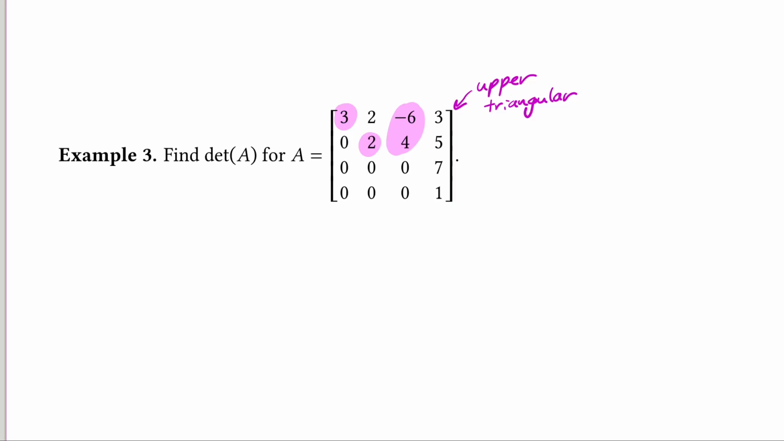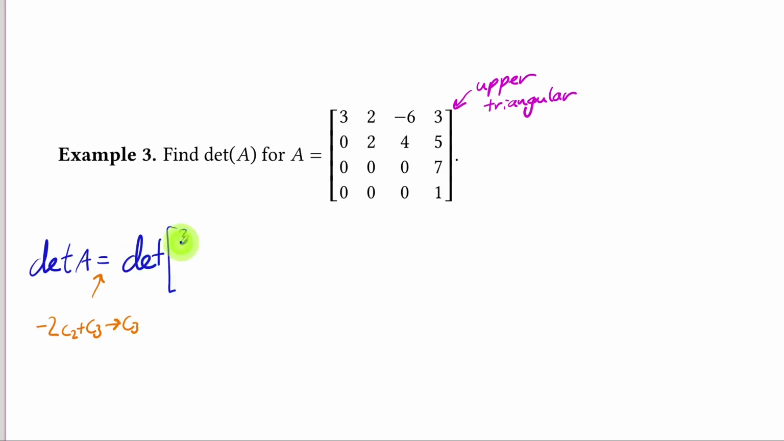Let's go through the steps to see how it actually works. We're going to do some column replacements. Let's start by clearing away this 4 here by doing -2 times column 2 plus column 3 to replace column 3. -10. -2 times 2 plus 4 is 0. 2 times 0 plus 0 is 0. Column 4 is unchanged.